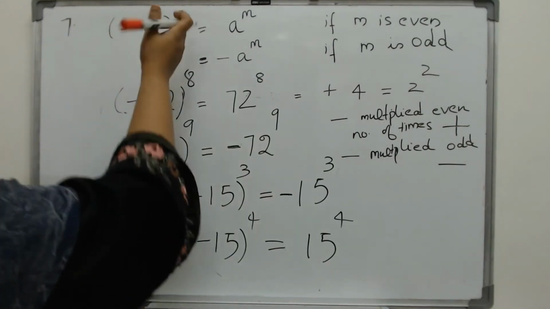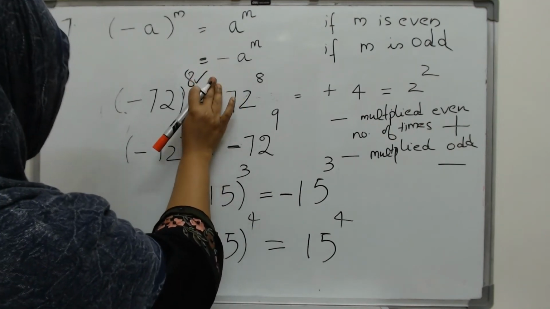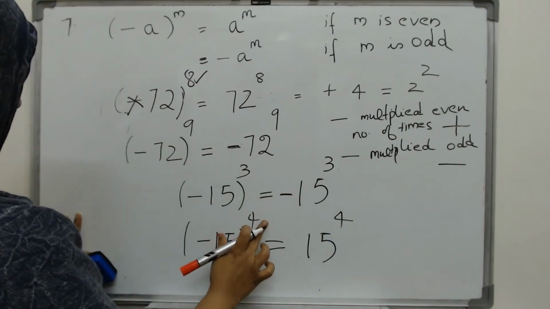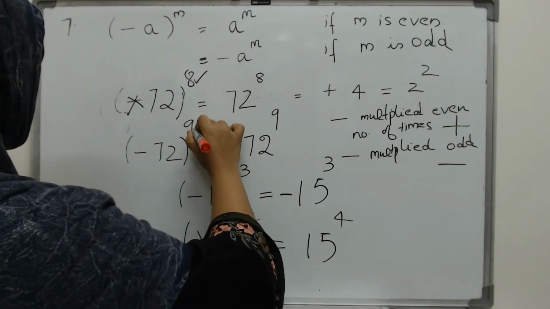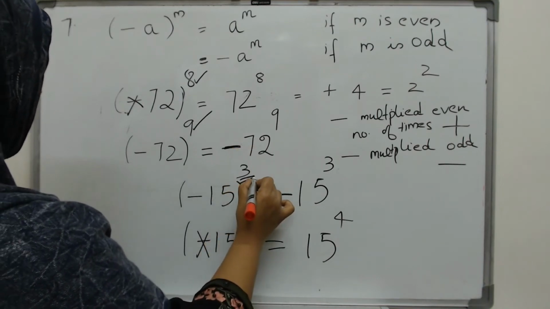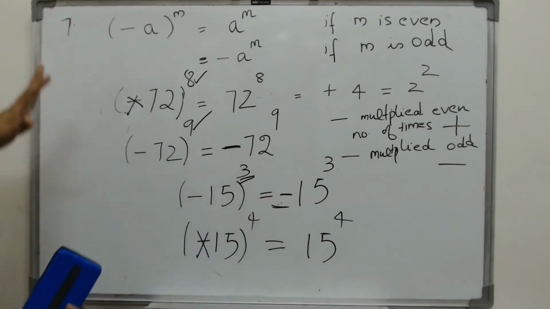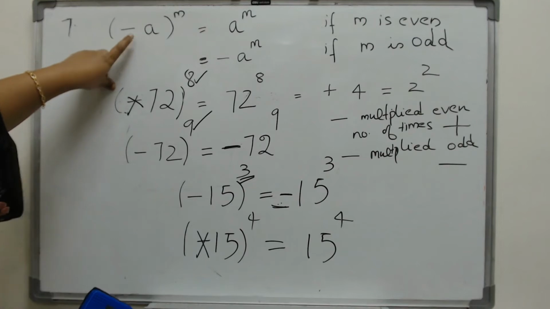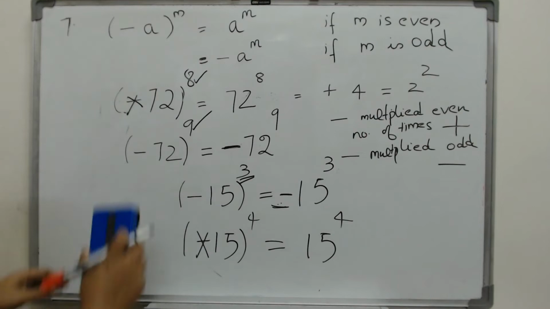So that's what this law states. Look at the exponent. If the exponent is even, get rid of the negative sign. You don't need that. But if the exponent is odd, the answer will have a negative sign. Now what was this law about? This was about a negative base. But what if the exponent is negative? That is what we will see next.